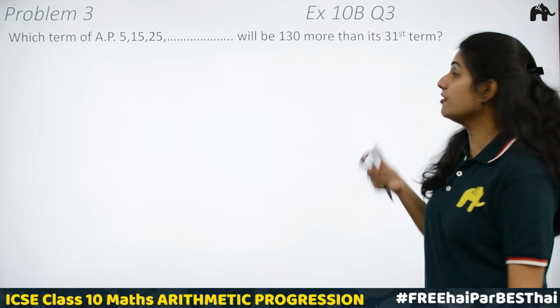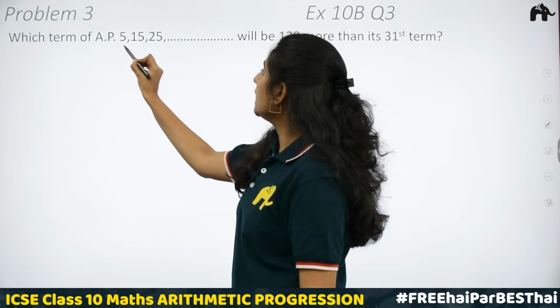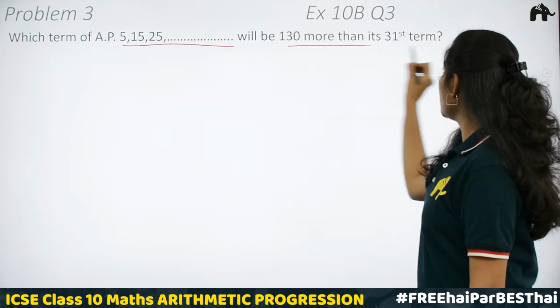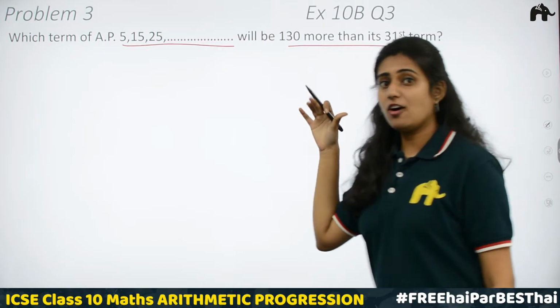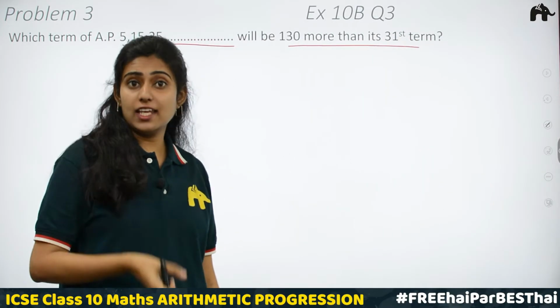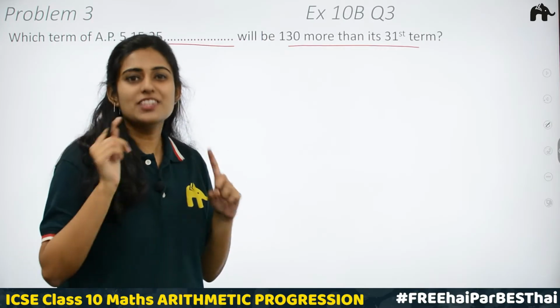Question 3 of exercise 10B. Which term of the AP 5, 15, 25, etc. will be 130 more than its 31st term? In all these questions, they are not asking us to directly find what A is, what D is, with all other quantities given. We have to think.